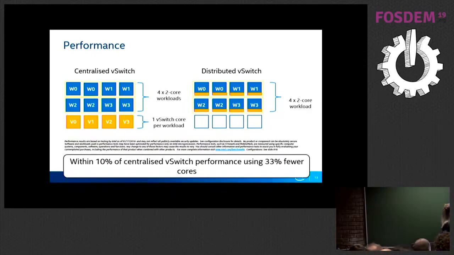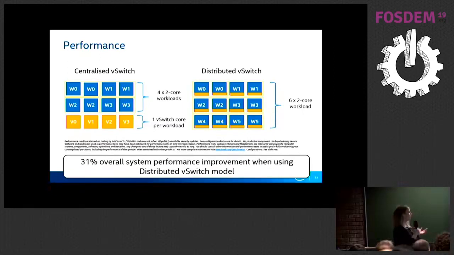So we're down 10% in the distributed vSwitch case, but we've got a 33% saving in cores. We're using 8 cores versus 12, so the 10% hit doesn't seem as big when you consider the core utilization. And then an interesting thing to do is to take those 4 idle cores and do something useful with them, like run 2 more workloads. Then we can compare at a system level, 12 cores versus 12, both solutions. And in this case, the distributed vSwitch outperforms the centralized vSwitch by 31% when you use the full resource budget.